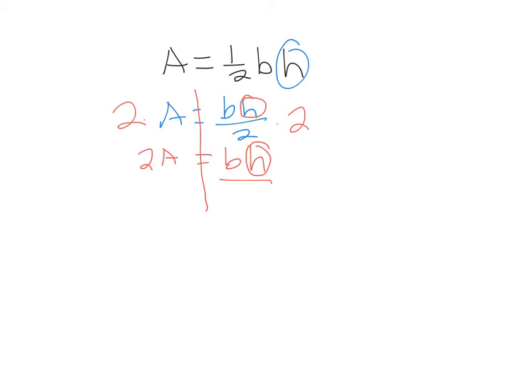Next, we have to divide both sides by b, because that's multiplication over there. So h is equal to 2a divided by b. Keep them separated. They're different variables. You cannot put them together.